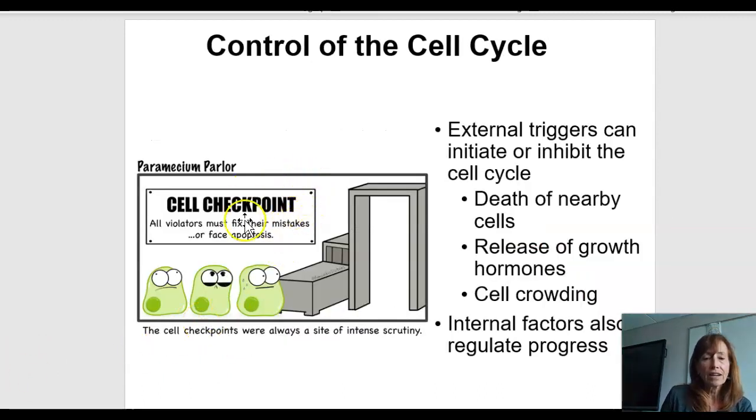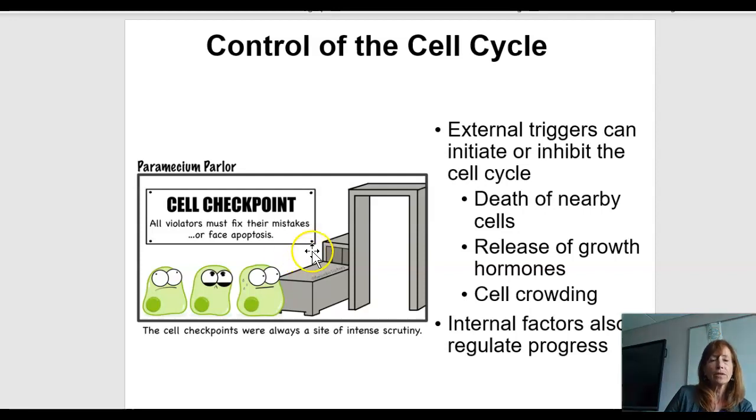This is just a funny little cartoon I found. It talks about the violation of these checkpoints. Cells will need to fix mistakes, much like we do when we do work, in order to move on and make a new copy of themselves, or they face a condition called apoptosis. Apoptosis is programmed cell death. In other words, the cell is not going to move on and make another copy. It is destined to be recycled in a sense, and that's called apoptosis.